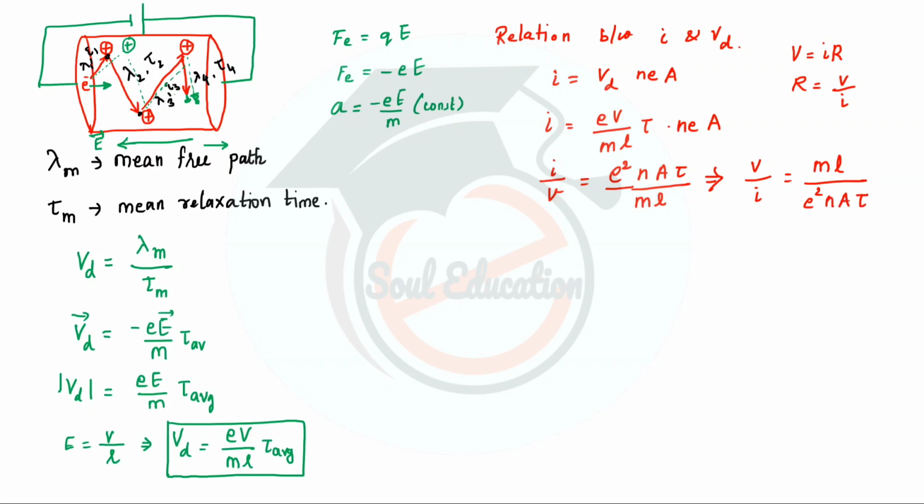So the results are directly asked also, there are chances. So அதனால இந்த derivations கொஞ்சம் important. Okay, then resistance R is equal to m L upon E square n tau into A.